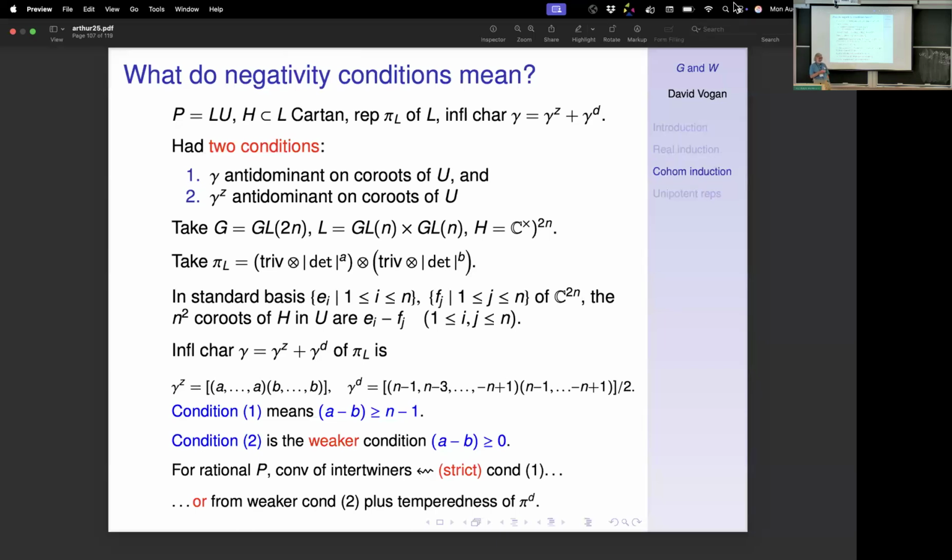Yes. So yes, the convergence of the intertwining operators is dominance with a strict. Yeah. Yep. Okay. And here also a strict version of 2. Okay.